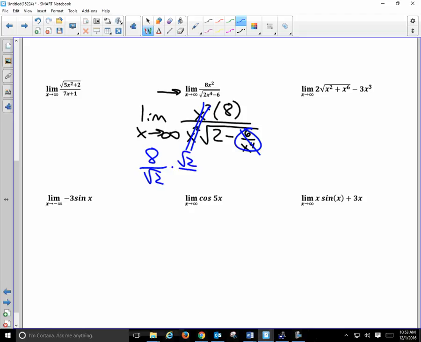Rationalize the denominator. By the way, on the AP exam, you will not have to rationalize the denominator. They won't make you do that.